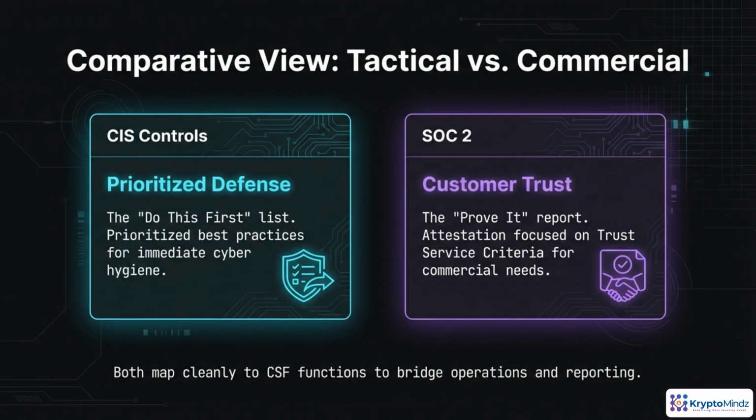CIS Controls and SOC 2 also fit into this picture. CIS is your tactical playbook: prioritized actions that harden systems quickly and improve basic cyber hygiene. Ideal for engineers who need concrete steps and fast wins. SOC 2 lives in the world of commercial assurance. It provides customers and regulators with an attested story that your controls meet the trust services criteria. NIST CSF sits between these. You can map CIS into CSF for day-to-day operations and map CSF into SOC 2 to support clean, business-friendly reporting.